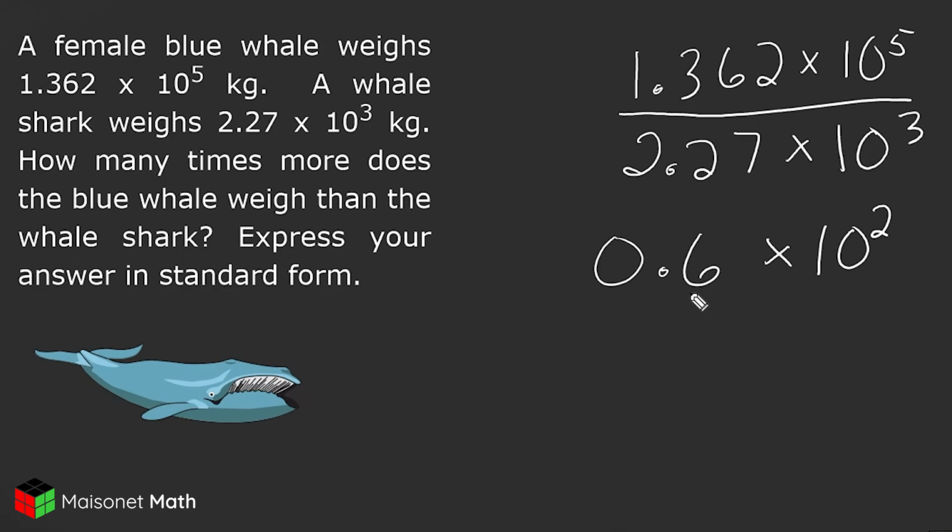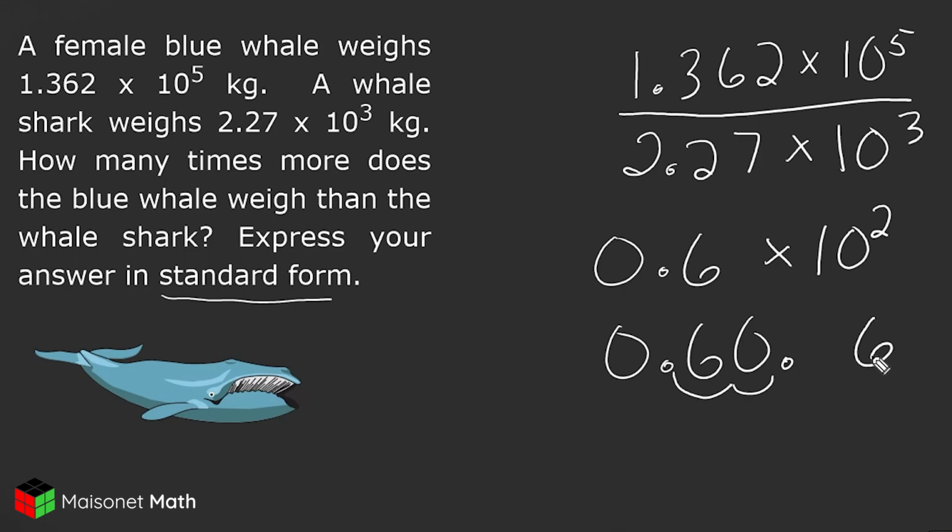Now, our answer is not in scientific notation, but our problem is not asking us to do that. It wants our answer in standard form. So all we have to do now is just multiply this number by 10 to the second power, which is the same thing as 100. And anytime you have a number multiplied by 100, you just have to move the decimal 2 spaces to the right. So we end up getting a value of 60. So the weight of the blue whale is 60 times greater than the whale shark.